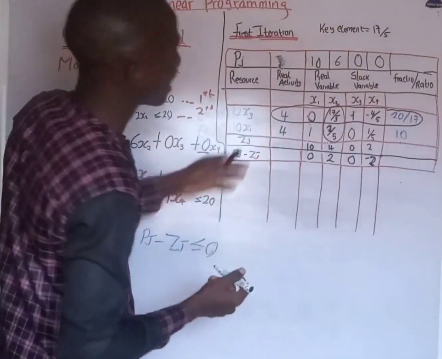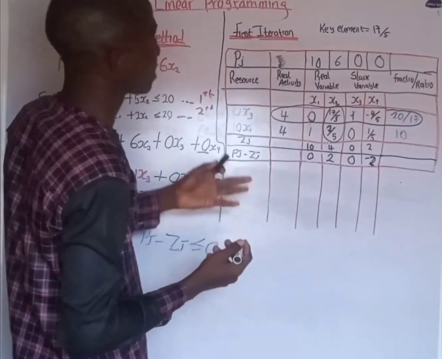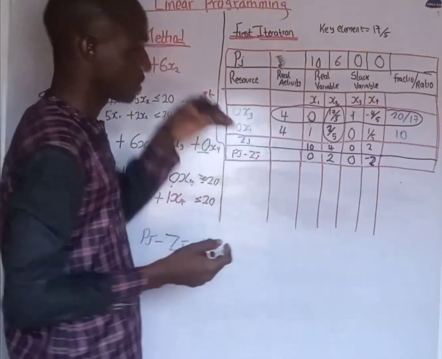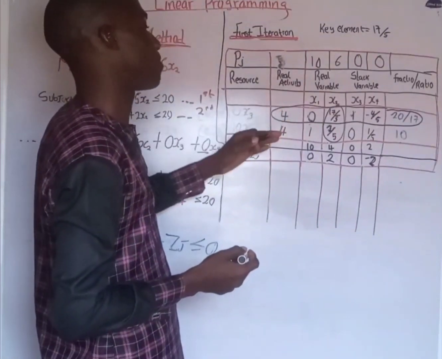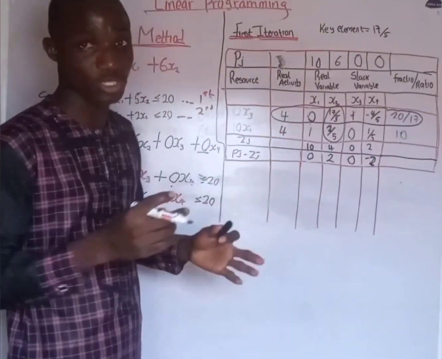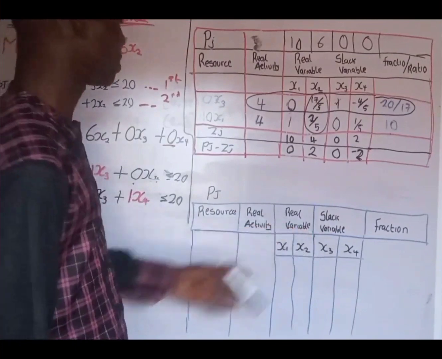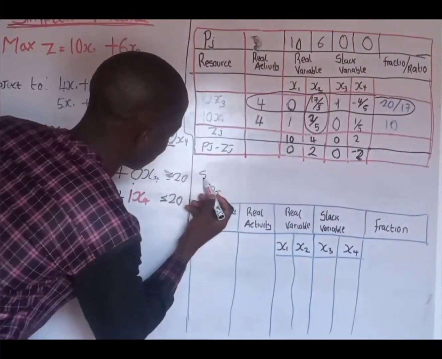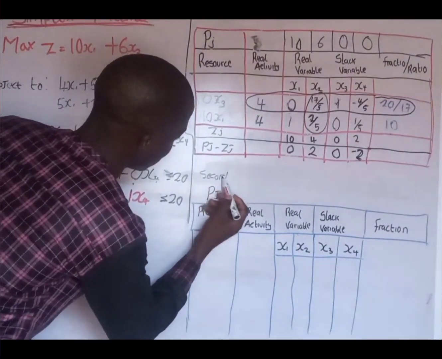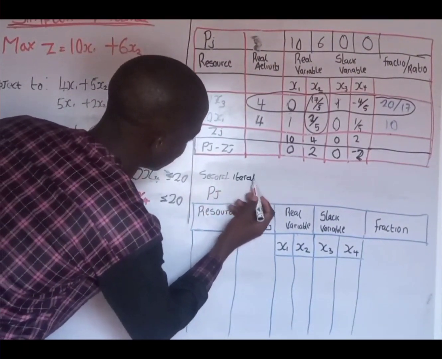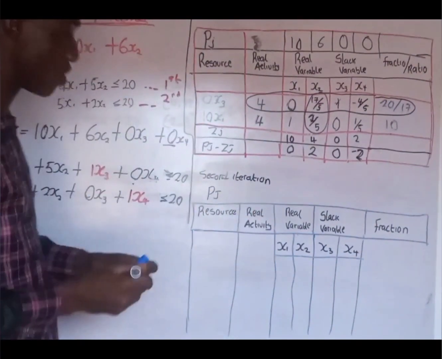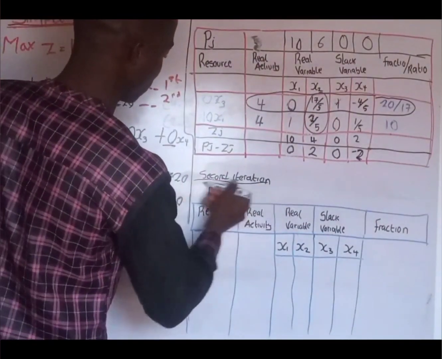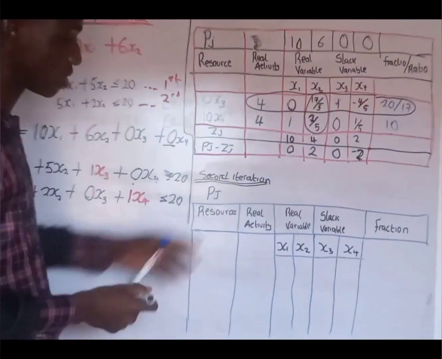So I can proceed to the second iteration like that. Of course, I have to get the new values for my second iteration. So I'm going to be having another table. This is my new table, the second iteration. Let me put it there. So now, let me write something.